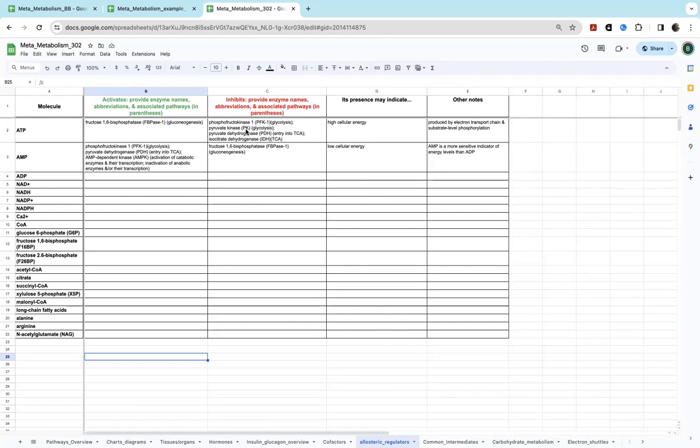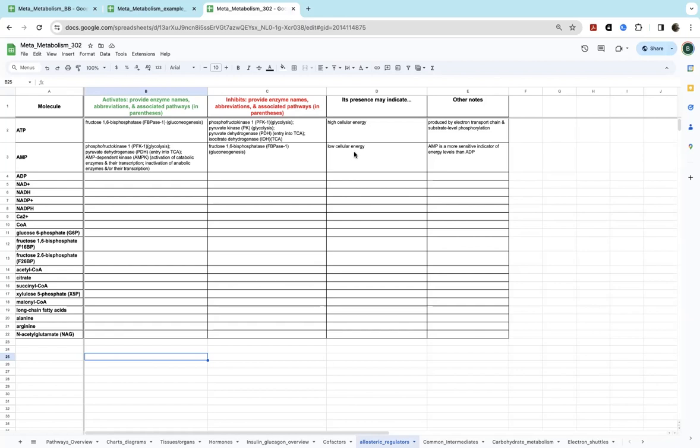On the other hand, what do we want to inhibit? We said we didn't want to break down stuff, so we want to stop glycolysis, which we can do through PFK1, and we can also do through pyruvate kinase. We want to stop going into the TCA, so we can inactivate pyruvate dehydrogenase, and we want to inactivate the TCA itself, so we can inactivate isocitrate dehydrogenase.